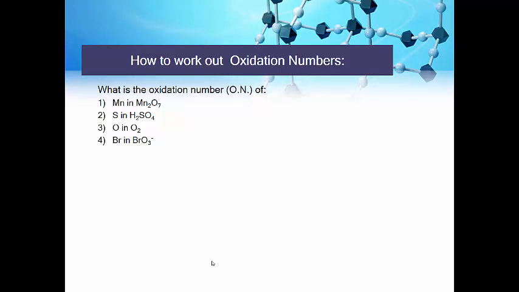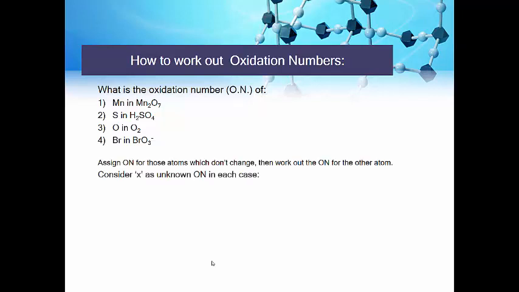Okay, so let's go through these. Mn in Mn2O7. We want to assign the oxidation number of manganese. We have 7 oxygens, so 7 times -2, which is -14, and overall this equals 0. So we've got 2x plus -14 equals 0. Rearranging that, 2x equals 14, so x must equal 7.